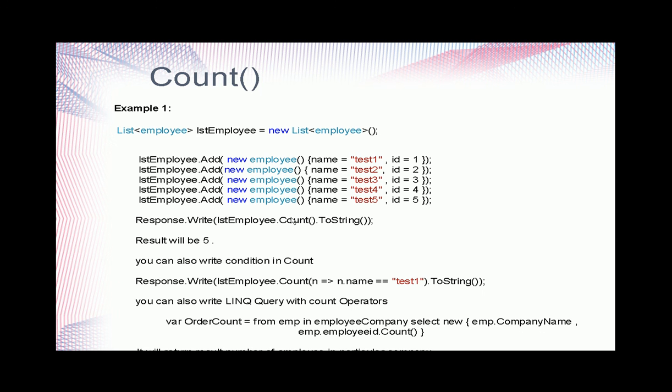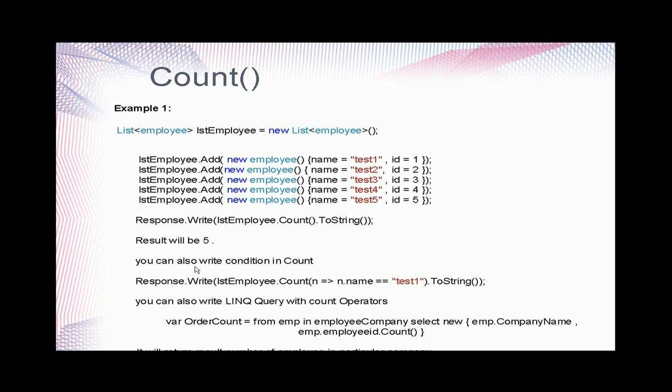Let's first start with the Count operator. Count is used to give the number of elements in a sequence. It will return the number of records in a collection object of .NET. Let's say here I have given a sample example of a generic list with an employee class. In this there are 5 records. If you want to find out the number of records in a particular generic list, then use the Count method, which will return the result 5.